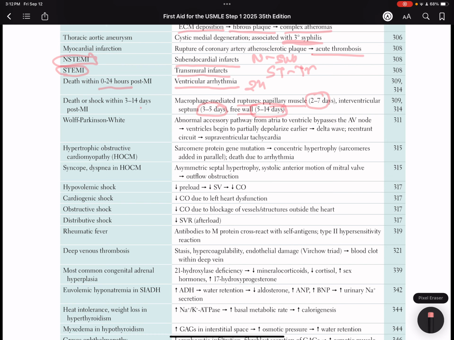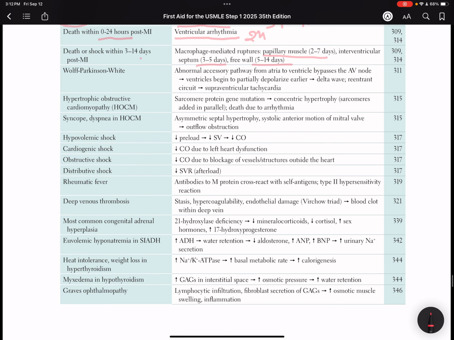So once again, death or shock within 3 to 14 days post MI. So papillary muscle rupture you see in 2 to 7 days. Interventricular septum rupture you see in 3 to 5 days. Free wall rupture you see in 5 to 14 days.